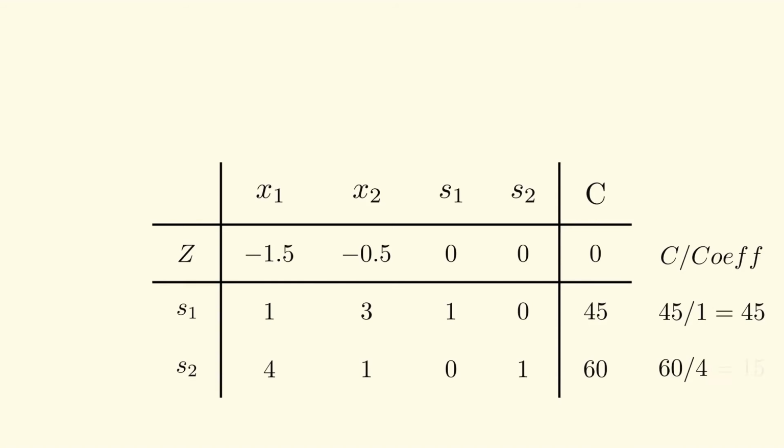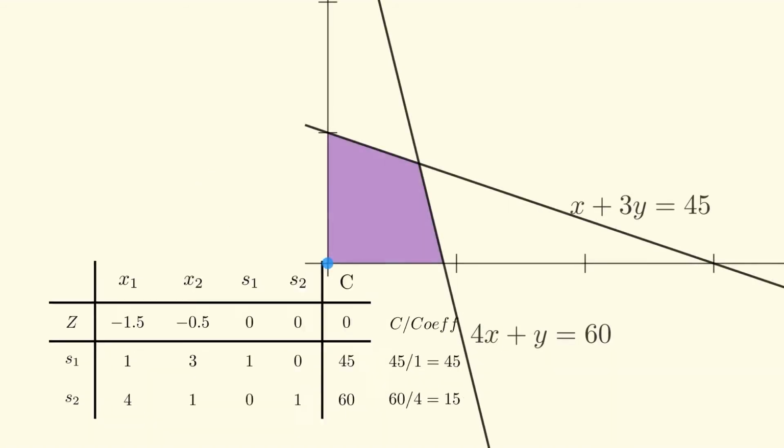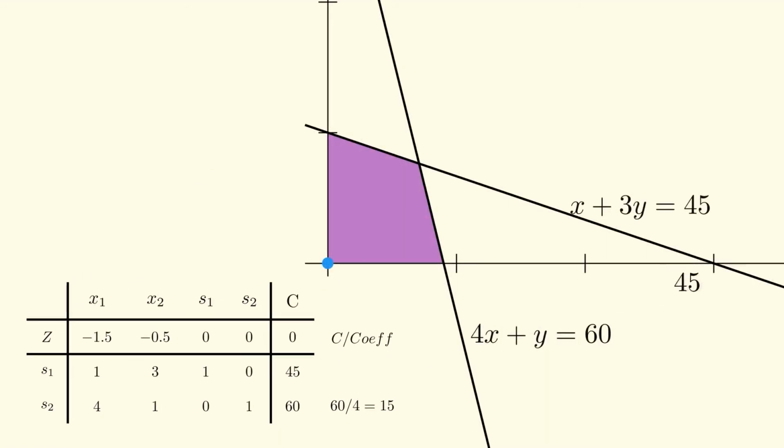coefficients under x1. And these ratios are actually just the intercepts of the constraint lines with the x1 axis. And x1 must be increased to the smallest non-negative intercept with its axis, because any increase beyond that will make the solution infeasible. And by doing this, we move from one corner point to the next.